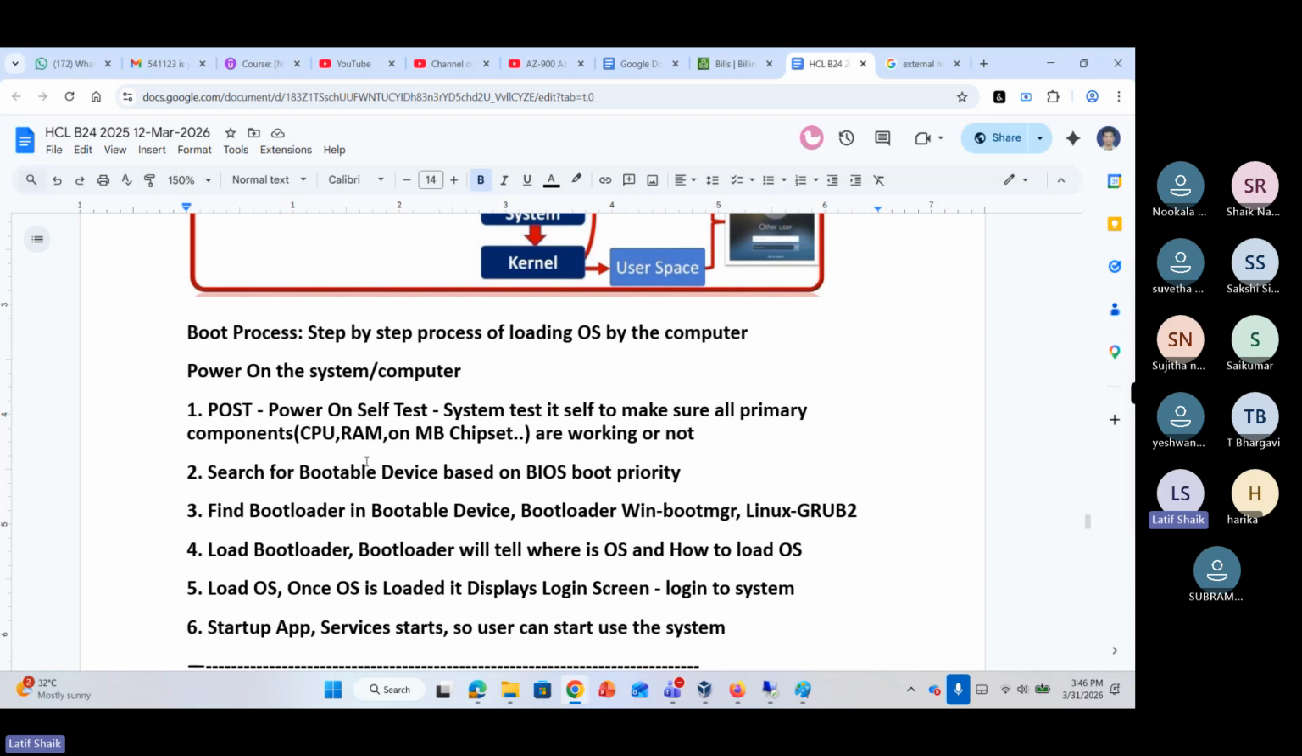So third step, find the bootloader in the bootable device and load the bootloader. The bootloader file will tell you where the OS is and how to load it. Next, the OS is loaded. You get a login screen, log into the system, then you can start using the system. Simple. How to remember these steps?